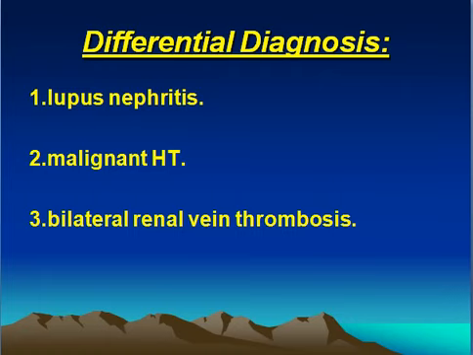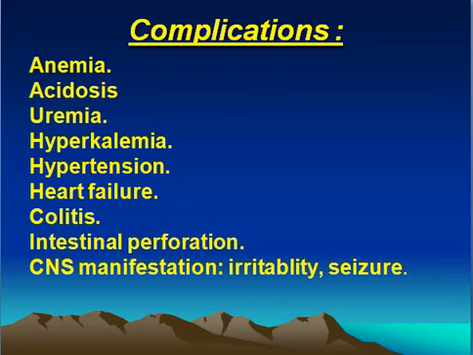Differential diagnosis includes other causes of microangiopathic hemolytic anemia and thrombocytopenia, including lupus nephritis, malignant hypertension, and bilateral renal vein thrombosis. Complications include anemia, acidosis, uremia, hyperkalemia, hypertension, and heart failure, sometimes colitis and intestinal perforation, and lastly CNS manifestations like irritability and seizure.